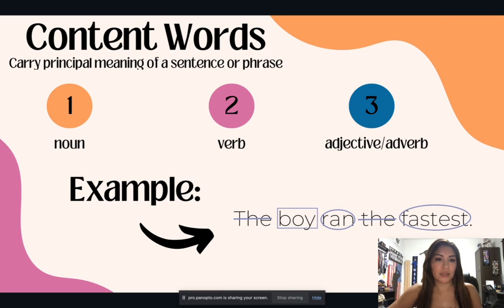Content words. Content words carry the principal meaning of a sentence or a phrase. If function words are removed, the main meaning will remain clear, such as in the sentence, the boy ran the fastest. When the function words are omitted, the meaning remains the same. Boy ran fastest. Boy being the noun, ran is the verb, and fastest is the adverb.